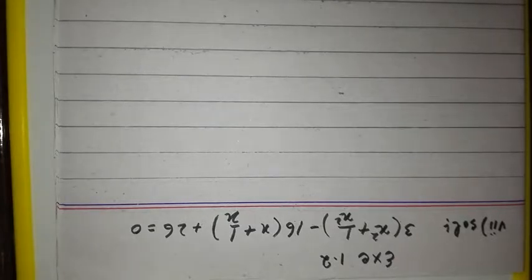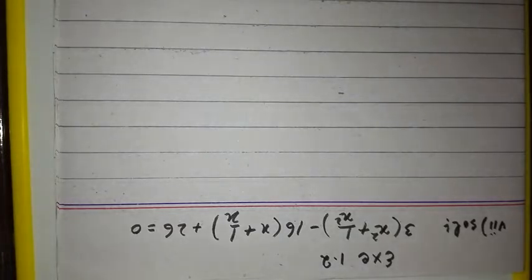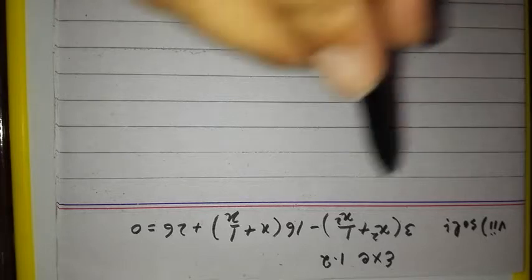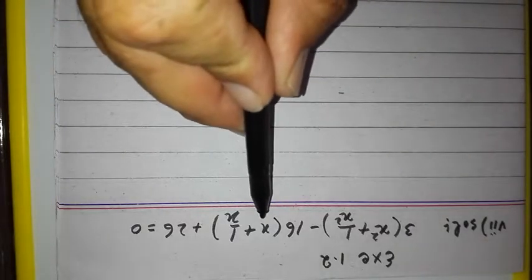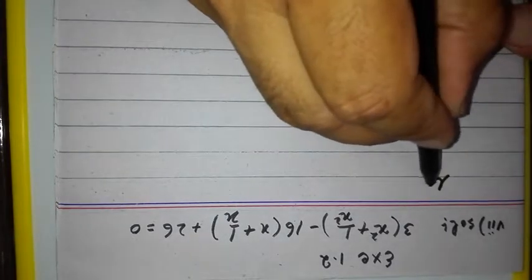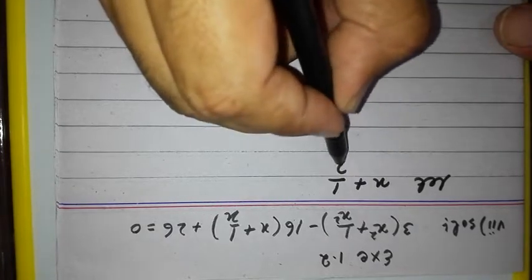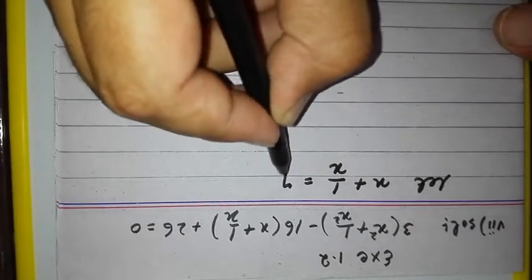Exercise 1.2, question number 1, part 7. The given equation is called a reciprocal equation, and such type of equation can be solved by taking, let x plus 1 by x equals y.